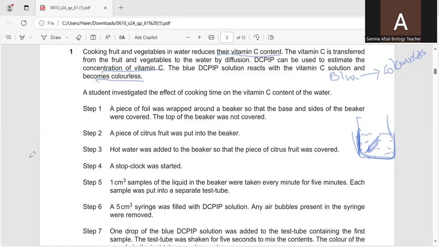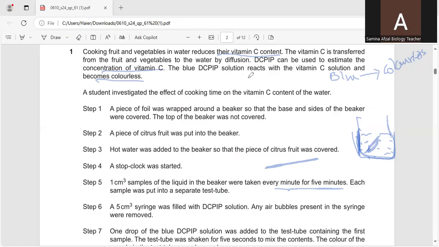A stop clock was started, to measure the time. 1 cubic centimeter samples of the liquid in the beaker were taken every minute for 5 minutes, after every minute. So the duration of this investigation was about 5 minutes.